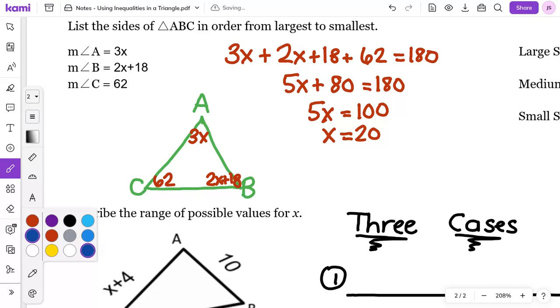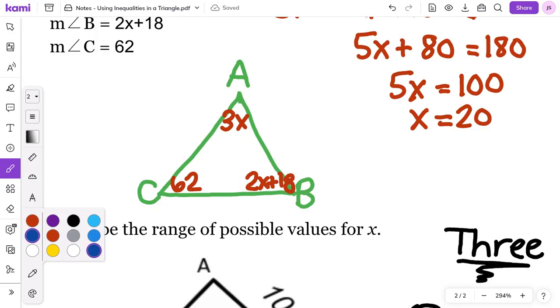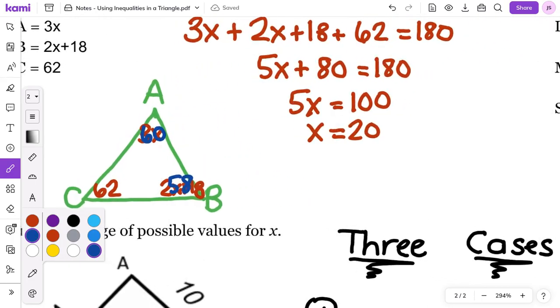Right? We want to make sure to use that answer, right? X is 20. I know angle C is 62 degrees. Angle A, 3x, is 3 times 20, or 60 degrees. And then angle B, 2 times 20 plus 18, this would be 58 degrees. Double check, make sure you didn't make a mistake. 62 plus 60 plus 58 make 180. So you didn't make a miscalculation.